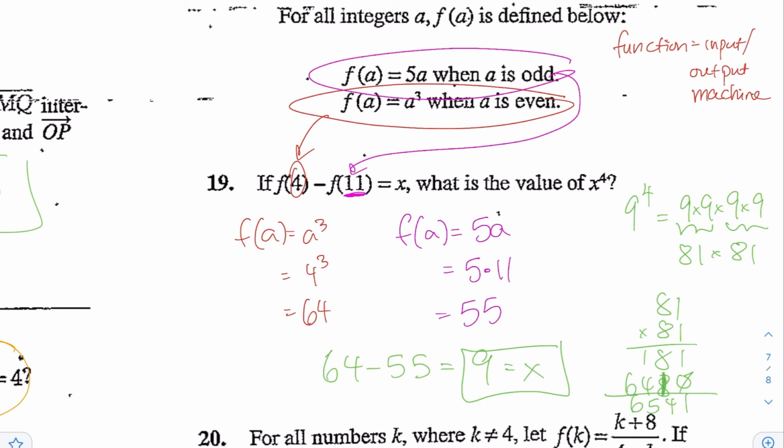I'm sorry, that should be an 8. Sorry, that should be a 6. There you go. So the answer is 6,561, or 9 to the 4th power.